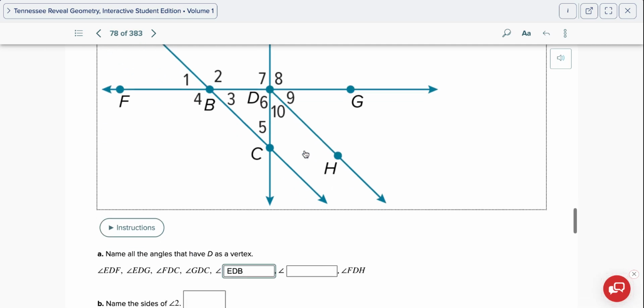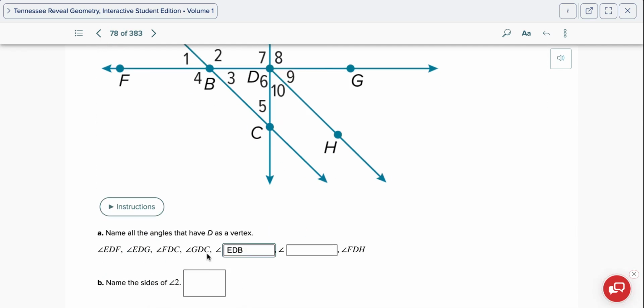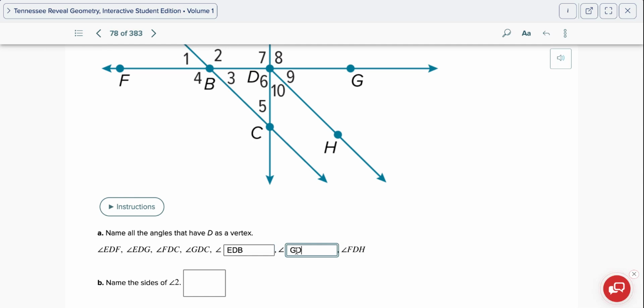EDG going to the right. They have that one. You can also go in a downward motion. GDH is one. GDC is one. Okay, well, we don't have GD. Oh, we do have GDC. We don't have GDH. Hey, there you go, GDH.